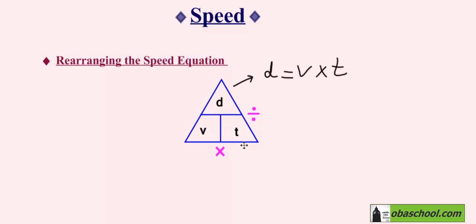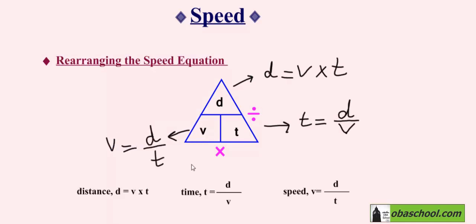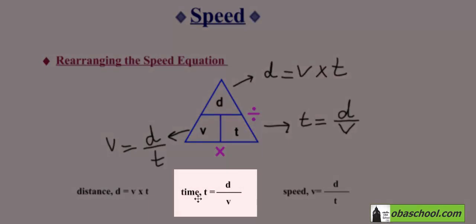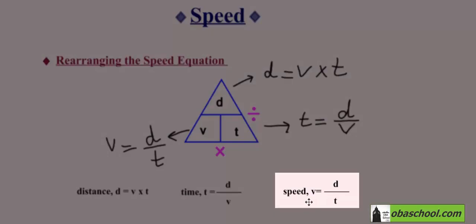So the equation of d will be d equals v times t. And if we want to calculate the time, the equation will be as follows. T equals d over v. Last, the equation of v, as we know by now, is v equals d over t. This way it is easier to memorize the equations that we got from the speed equation. Distance d equals v times t, time t equals d over v, speed v equals d over t.